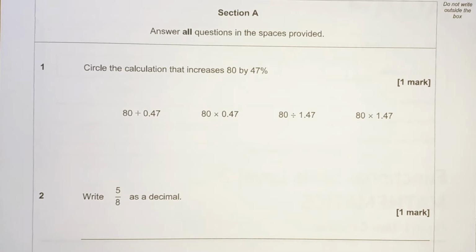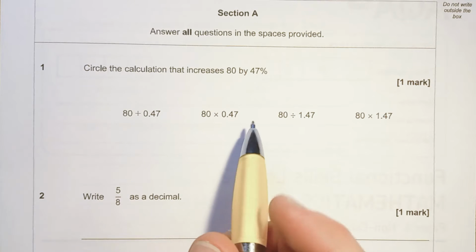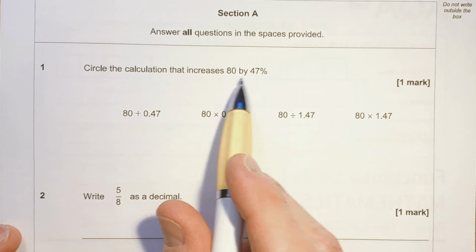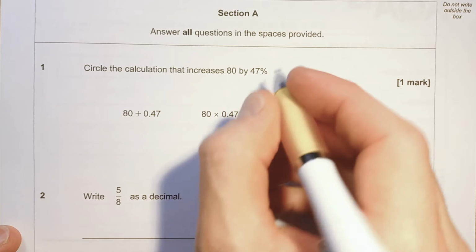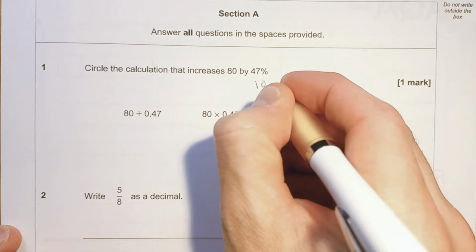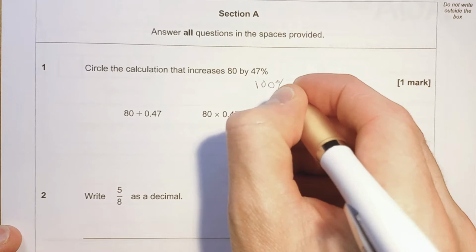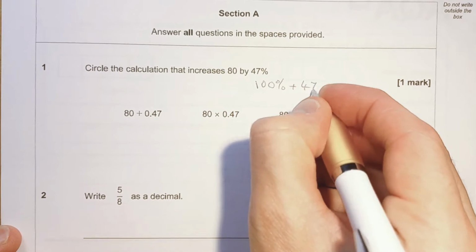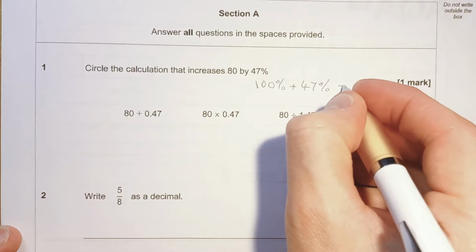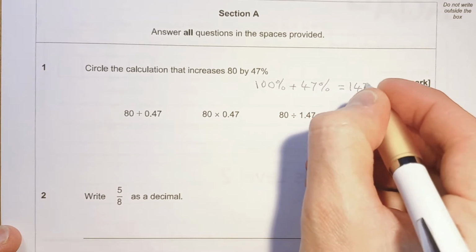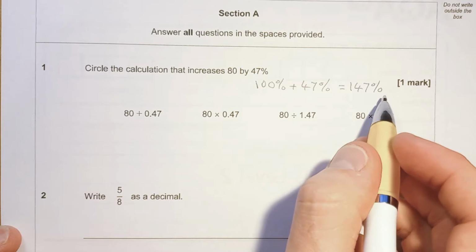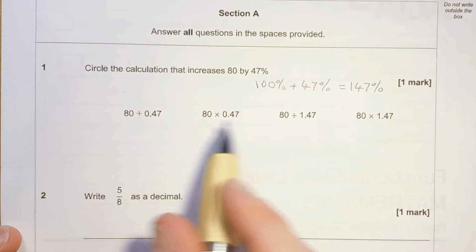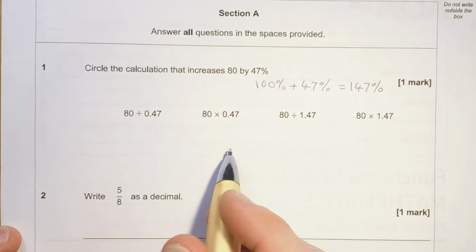Question 1. Circle the calculation that increases 80 by 47%. Well, if it's increasing by 47%, we're going to have the original 100% of what we're starting with, and we're going to add on 47%, so we're going to end up with 147%. Now all of these are working with decimals instead of percentages.